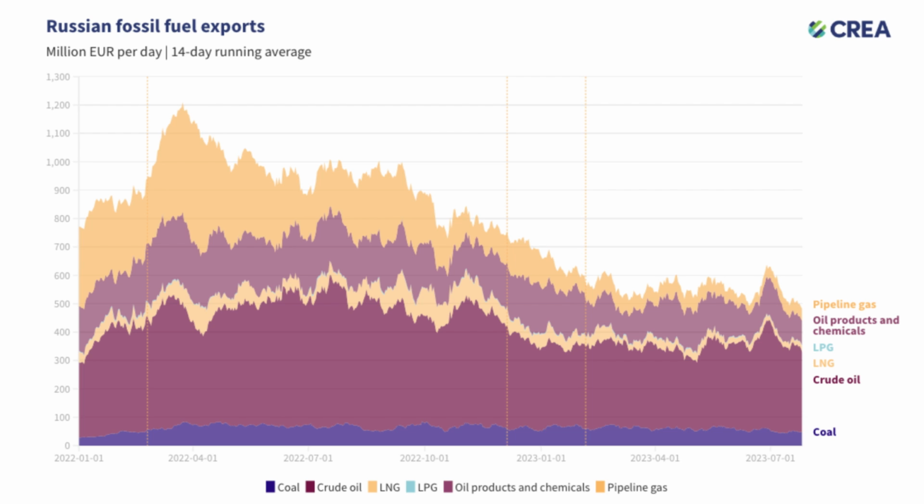So if we start off by looking at the situation in January 2022, which was prior to Russia's invasion of Ukraine, you can see that at that time Russia's total daily revenue from the sale of fossil fuels was around 775 million euros, which equates to around $850 million. Now, if you look at this chart, you can see that there are 3 vertical dotted lines, which mark significant milestones in terms of Russia's international trade.